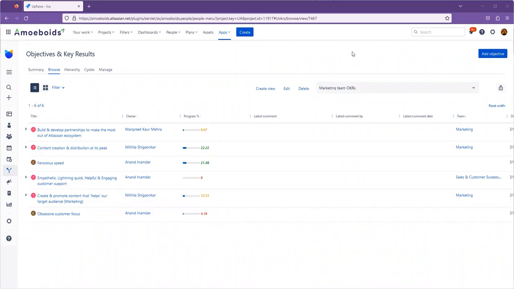How to view OKRs from the user profile and team profile pages in UpRaise. On my screen here, I've already navigated to the Browse OKRs page.